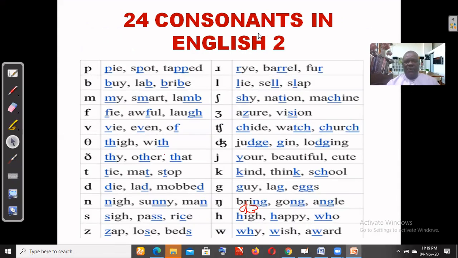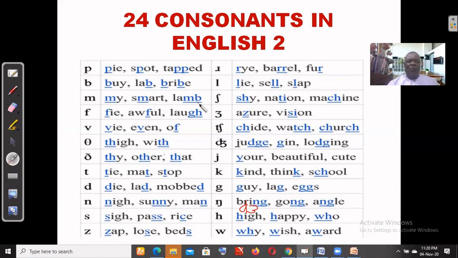Here we have the 24 consonant sounds also reproduced here, and I want us to look at how these sounds occur in English letters in written words. So we have P in the words pie, spot, and tapped. So double P in tapped are letters that represent the sound P. Now the sound B is represented by the letter B in buy, in lab, and in bribe. The sound M is represented by the letter M in my, in smart, and in lamb.